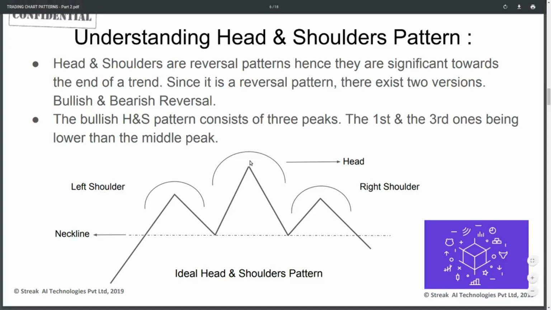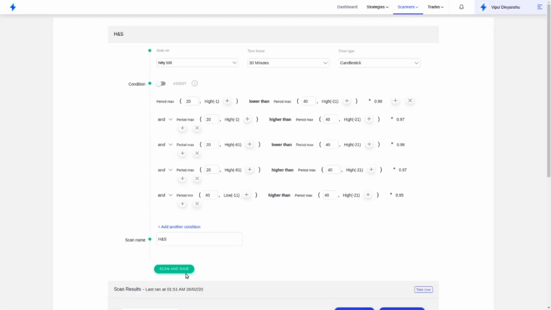So what this indicates is that this low has not fallen too much down. We can add one more condition, but that's what this indicates. This low should not be more than 5% away from the head. Okay, so now let's run this scan.